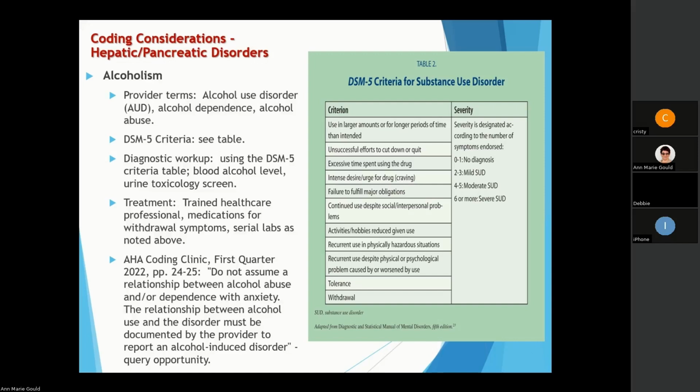And then Coding Clinic first quarter 2022, pages 24 and 25, said do not assume a relationship between alcohol abuse and/or dependence with anxiety. The relationship between alcohol use and the disorder must be documented by the provider to report an alcohol-induced disorder. And of course, that's a query opportunity for us. So you can't say that it's a causal relationship.